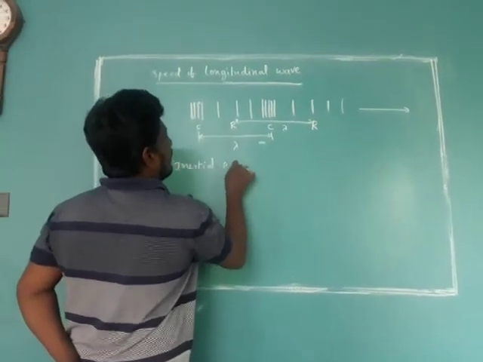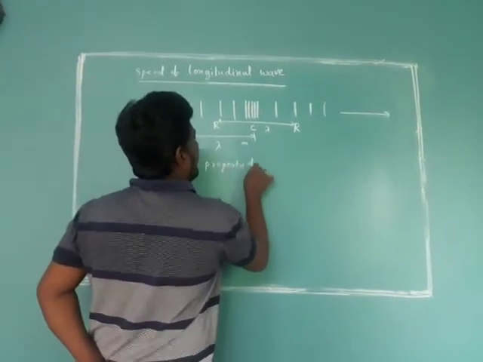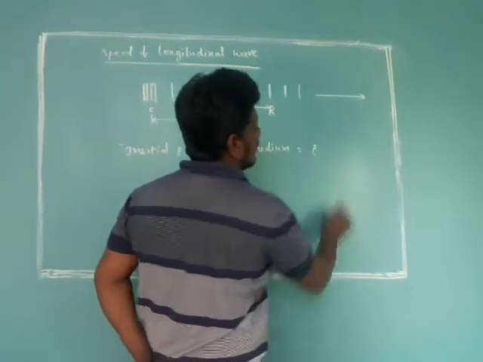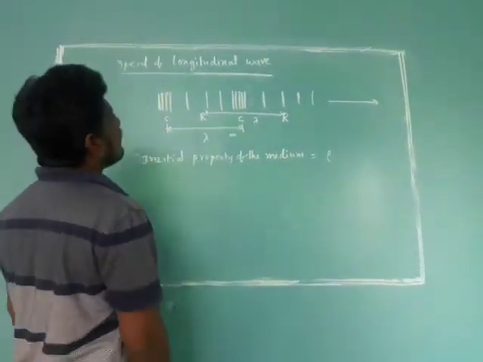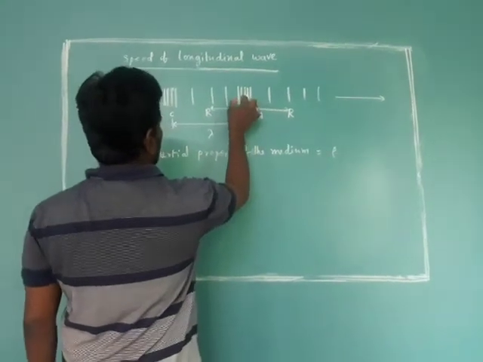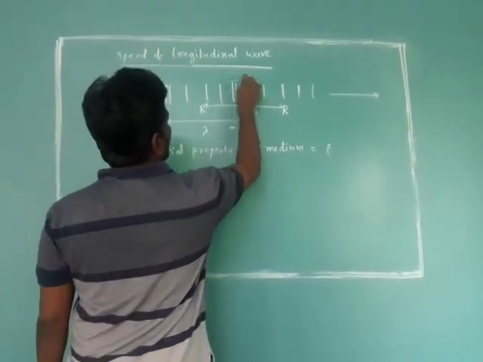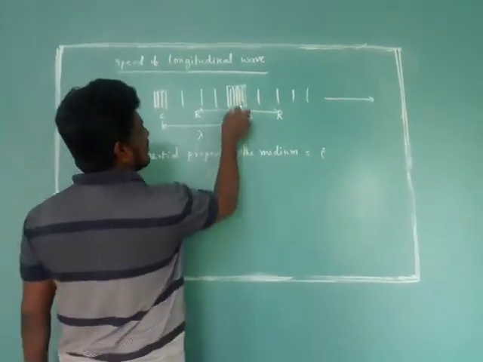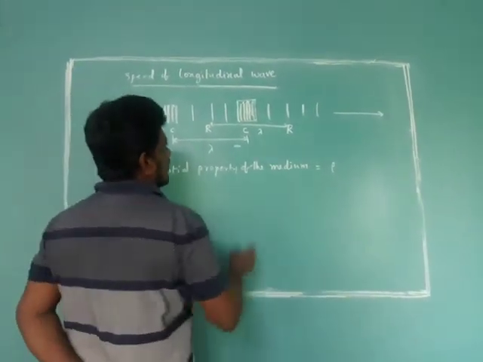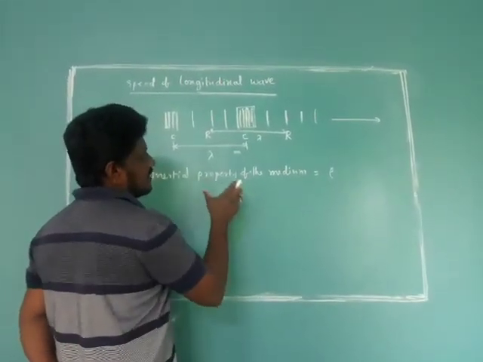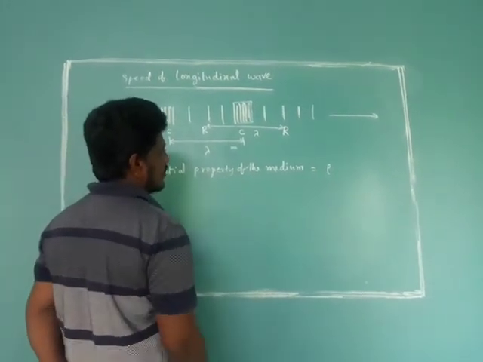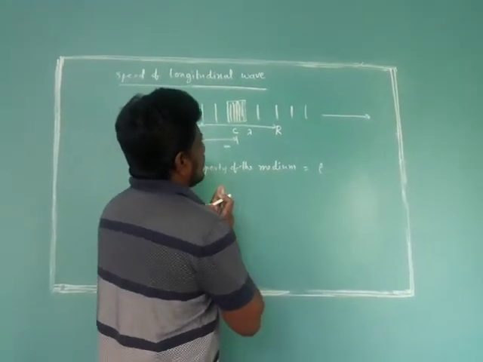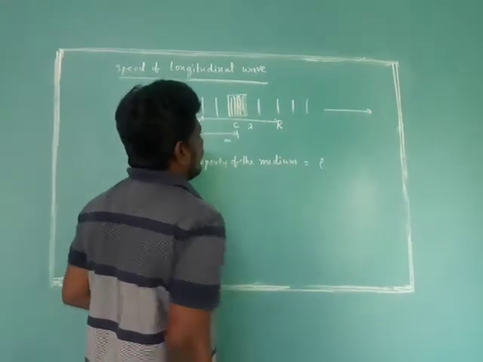Inertial property of the medium is density. If we take one compression, in this compression pressure is very high and density also very high. If pressure is high, then all the particles are coming nearer to each other. At that time, immediately another property makes all the particles move away from each other.